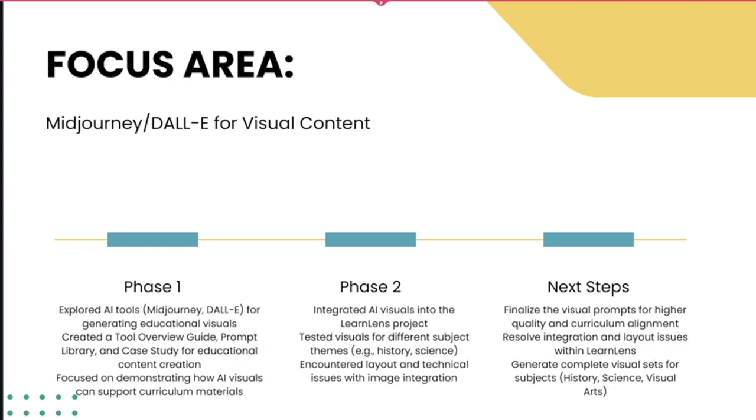In phase 2, the LearnLens project was developed to assist students in creating visual content relevant to their academic needs. The next step is to resolve integration of the DALL-E API, layout issues, and finalizing visual outputs tailored to specific subjects such as history and science.